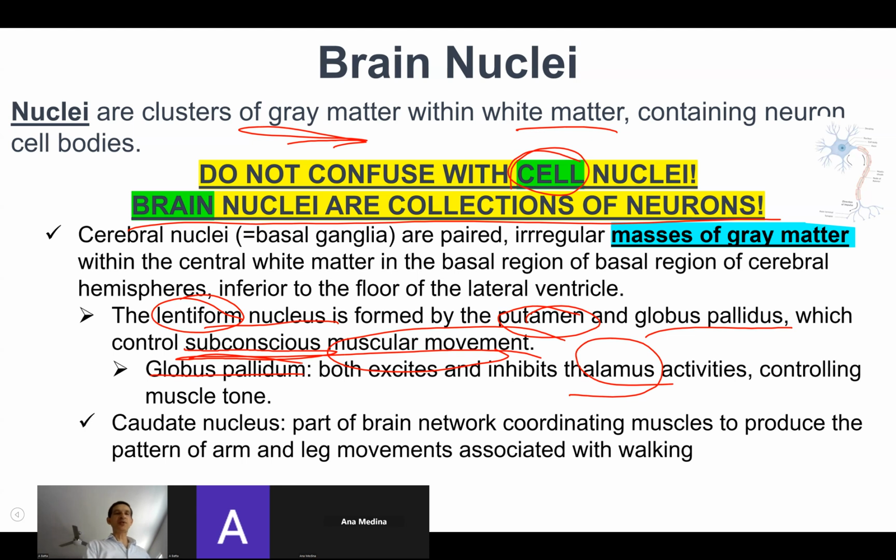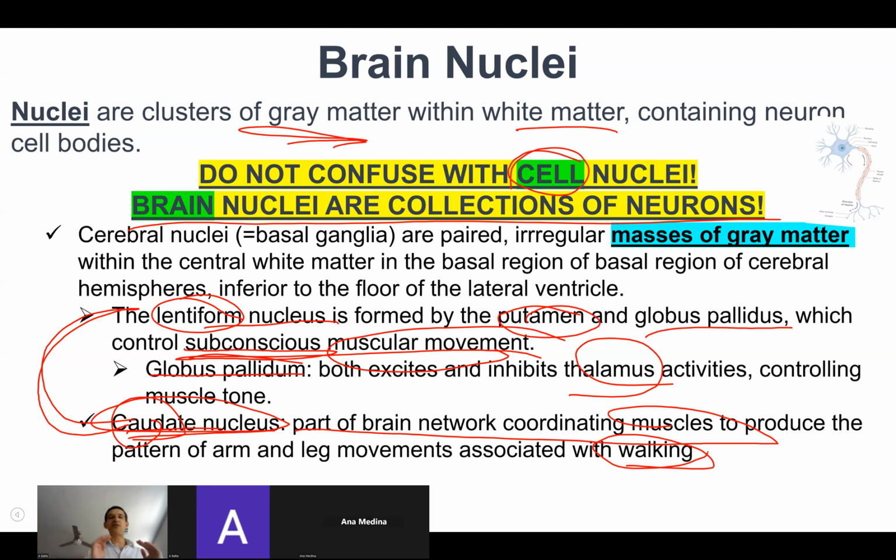Now there is another nucleus called caudate nucleus. There is actually a structure which unites both of these. It's called corpus striatum. It's not on your curriculum, but caudate nucleus. Cauda means a tail, and that tail-like structure is a part of the network coordinating muscles to produce a particular motion. For example, when walking, caudate is very important. When learning a dance, a pattern of motion, caudate nucleus becomes very important.